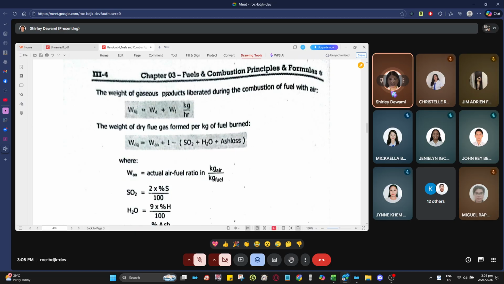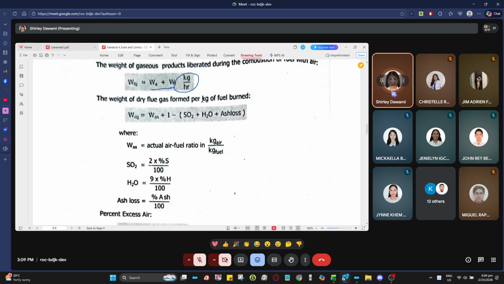Then we have the weight of gaseous products liberated during the combustion of fuel with air. So we have this formula: actual weight of air plus the weight of the flue gas, in kilogram per hour. Then the weight of dry flue gas formed per kilogram of fuel burned is given by this formula. So we have actual weight of air plus 1 minus the SO2 plus H2O plus ash loss.